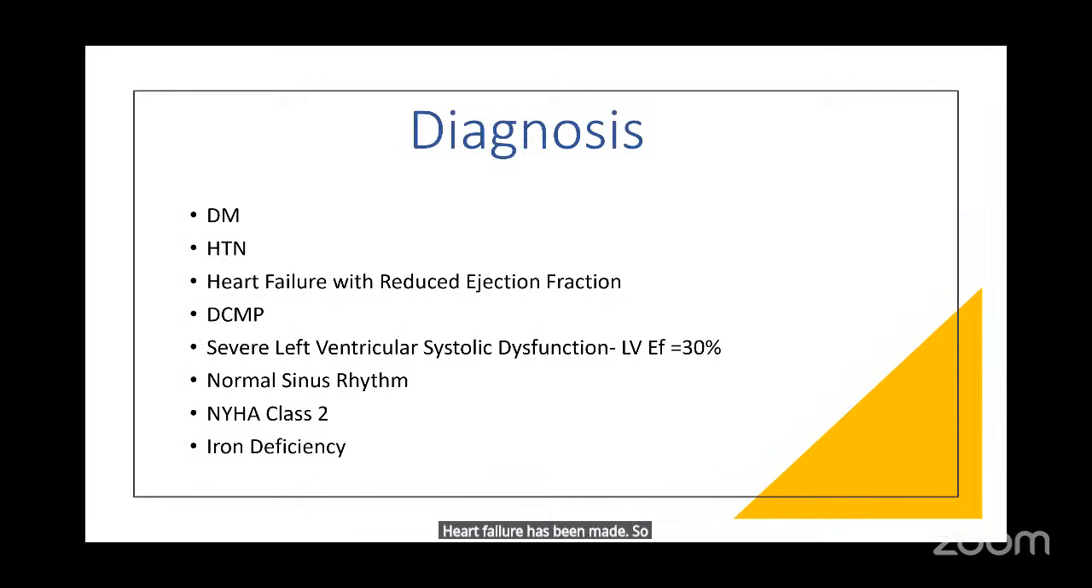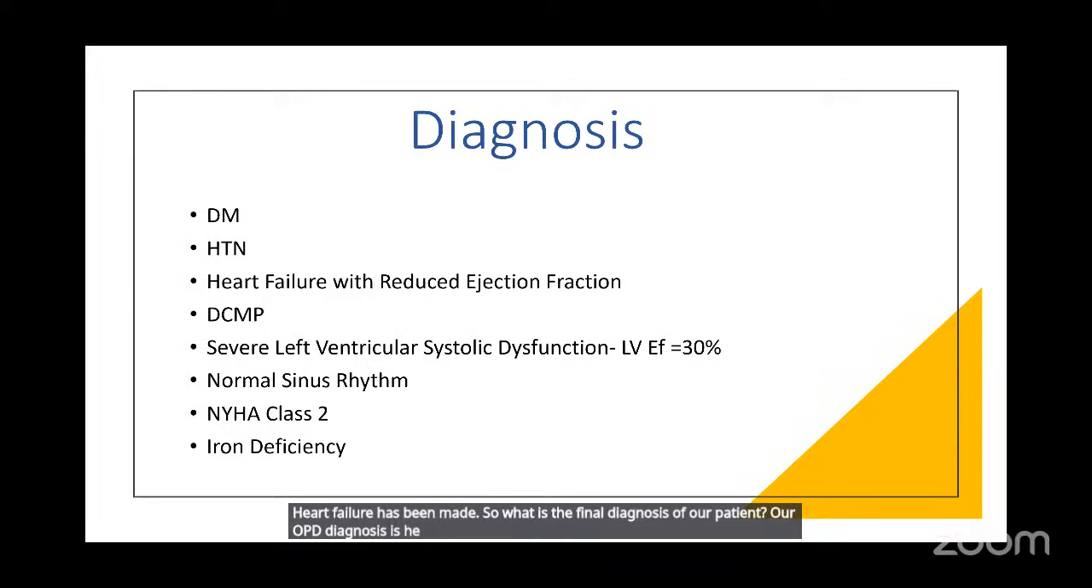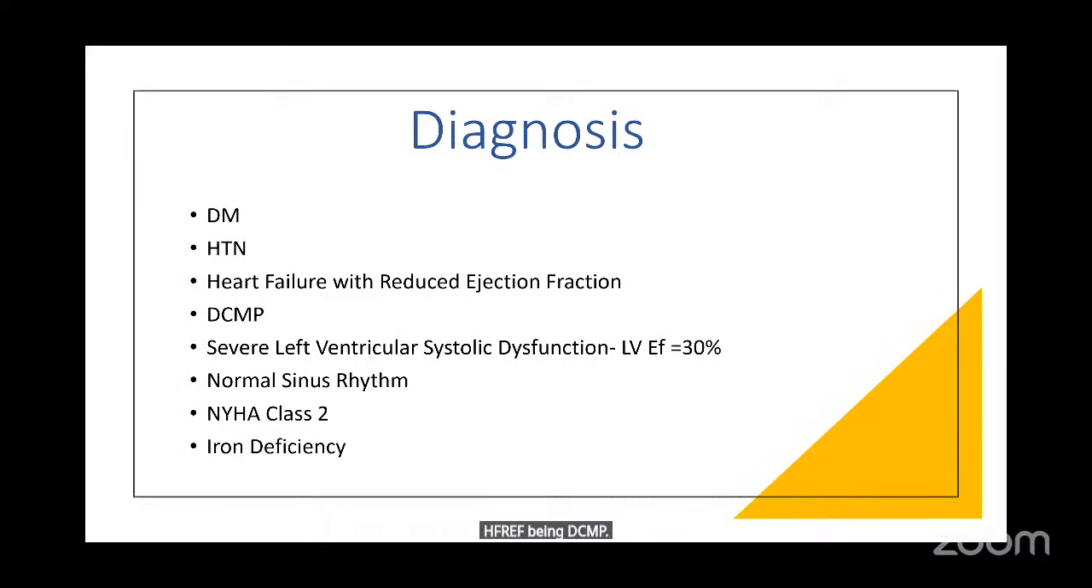So what is the final diagnosis of our patient? Our OPD diagnosis is he's a diabetic, hypertensive, heart failure with reduced ejection fraction, an EF of 30%, the etiology of HFrEF being DCMP. Our patient is in normal sinus rhythm with left bundle branch block. Currently, he was in NYHA class 2 and he has iron deficiency.